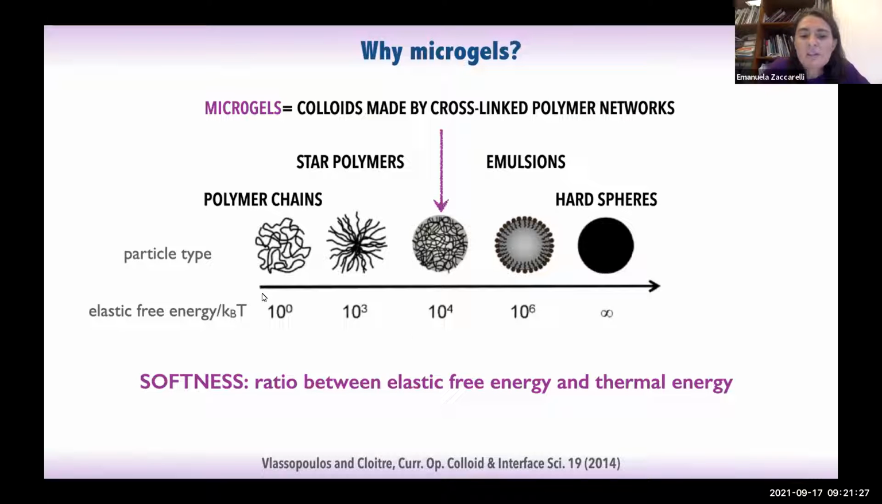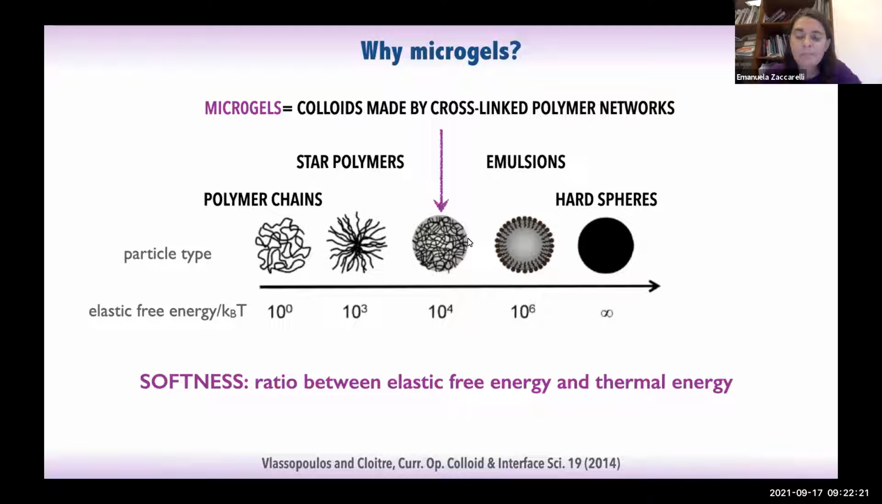On this representation, colloidal particles are classified in terms of their softness, defined as the ratio between the elastic free energy and the thermal energy. We have a wide variety of particles of different softness, from simple polymer chains up to hard spheres, which are the upper limit, of course. Microgels are in between, with a moderate softness, which can be tuned by tuning the internal architecture of the particle. One important characteristic is that they are entirely polymeric. Of course, you can tune the synthesis, adding a core, for example, having core-shell particles, but we are interested in the pure network today.